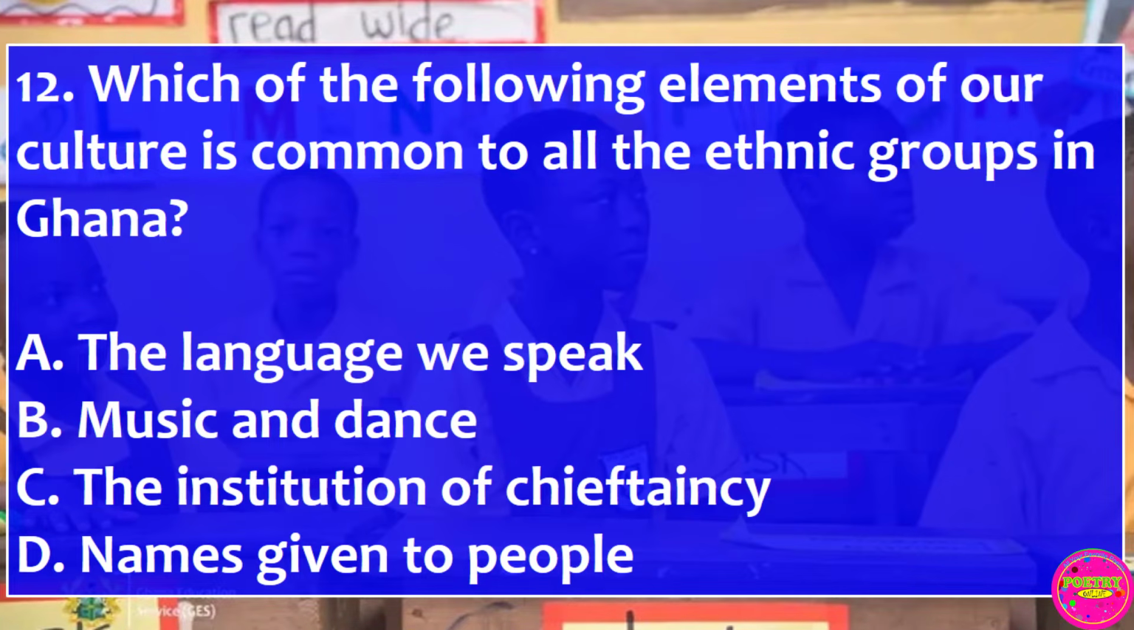Question 12. Which of the following elements of our culture is common to all ethnic groups in Ghana? A. The language we speak. B. Music and dance. C. The institution of chieftaincy. D. Names given to people. The correct answer to this question is B. Music and dance.